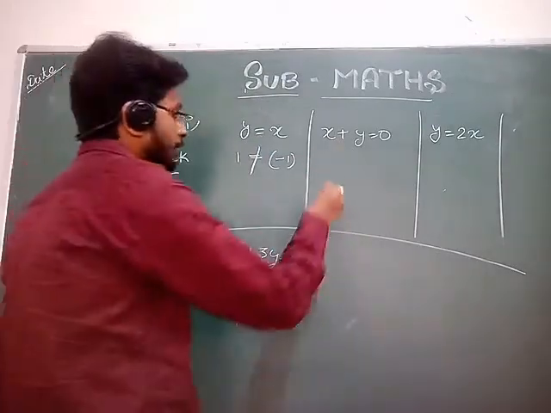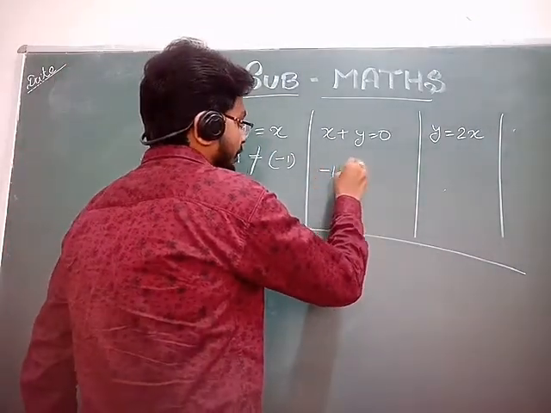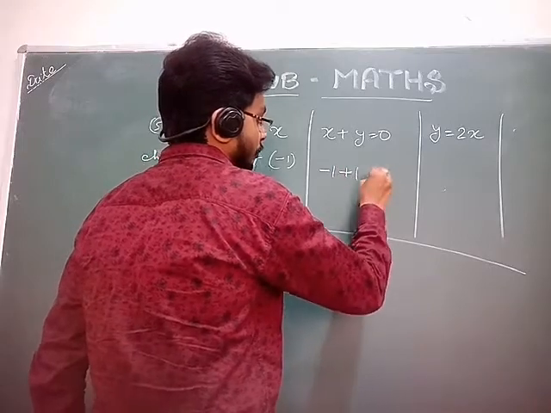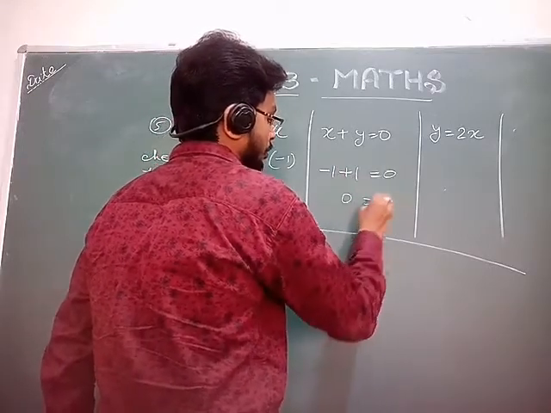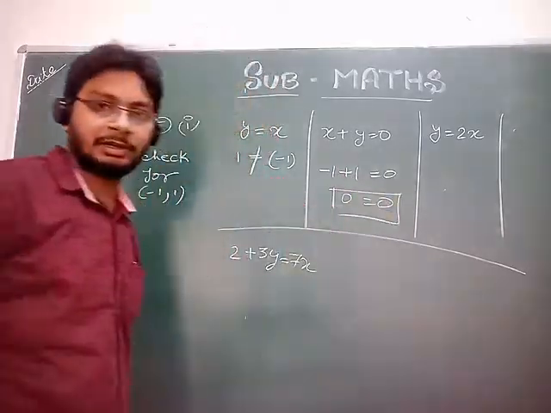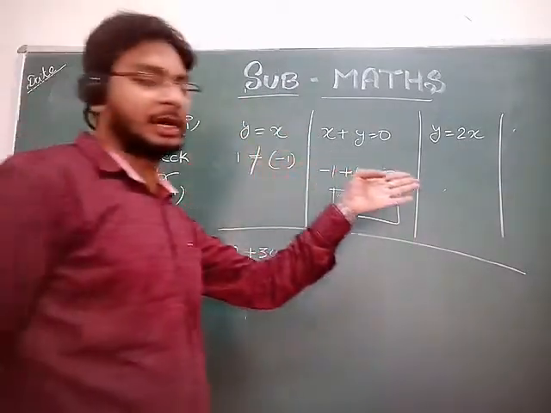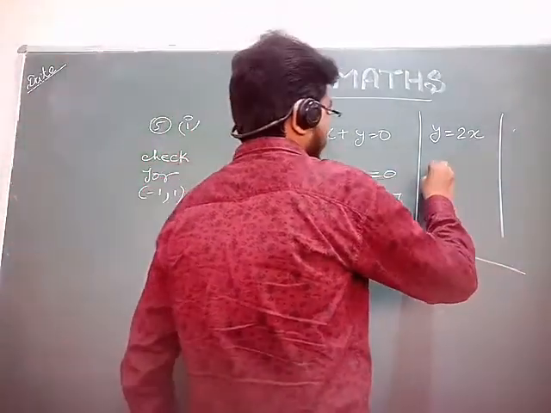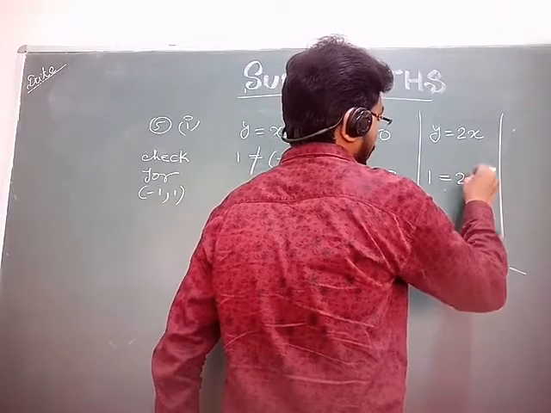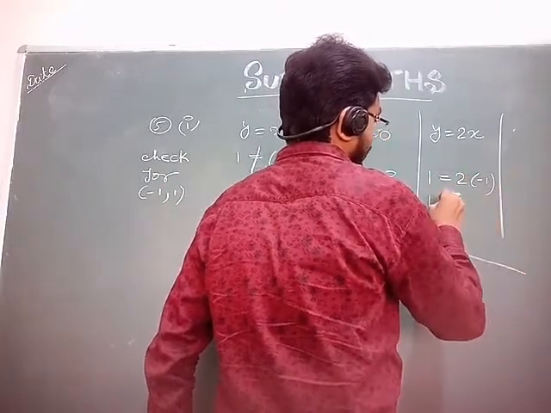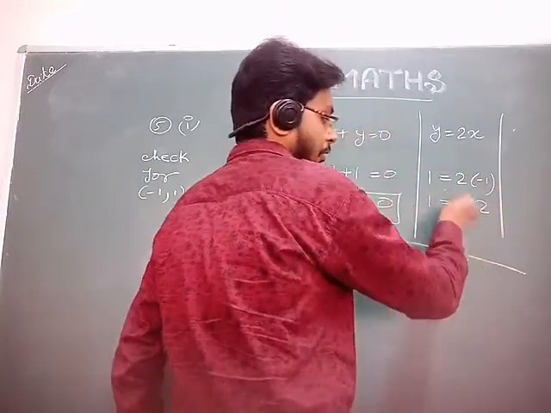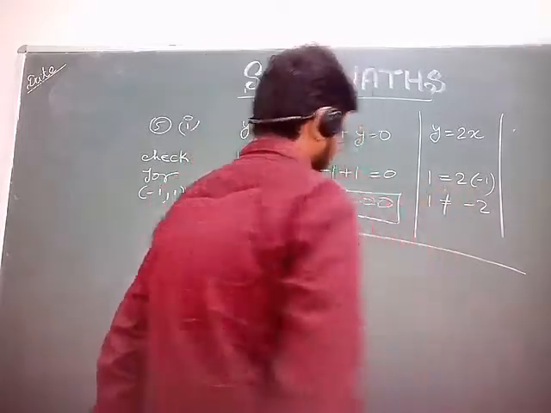Now check for the second. You will put -1 plus 1 is equal to 0, means 0 is equal to 0. So this is your answer. Now check for the remaining other parts. y is equal to 2x, so 1 and 2 into -1. You will get 1 is equal to -2. Are they equal? Not equal. So this is not your answer.